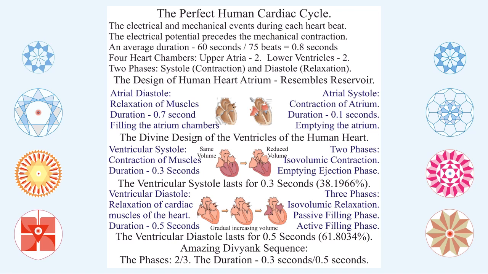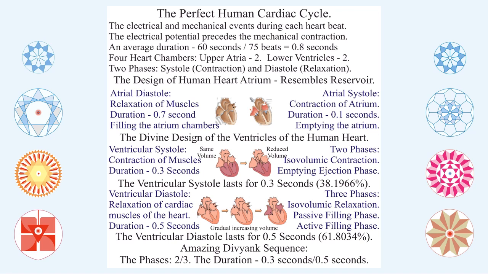What happens? Ventricle systole, the contraction of the muscle, lasts for 0.3 out of 0.8 seconds. Systole is 0.3 of 0.8 and diastole is 0.5. I'm sure you understand this is how it is designed. So ventricle systole lasts for 0.3 seconds. Ventricle diastole lasts for 0.5 seconds, which is 61.8034%. And this ratio is maintained in the ventricles very clearly, and that is what is called Divyank ratio.